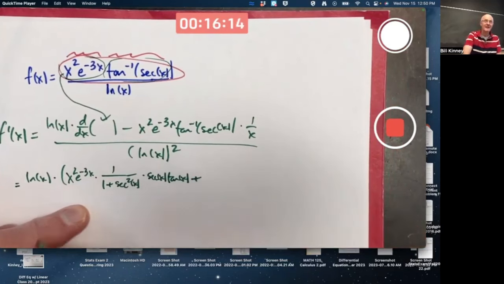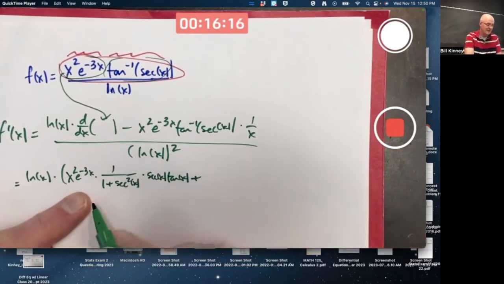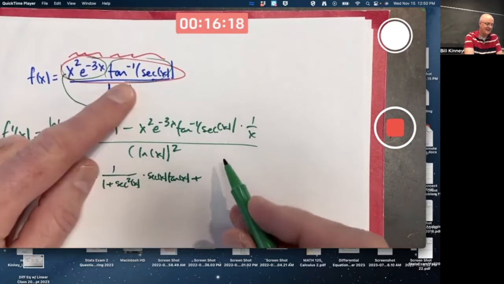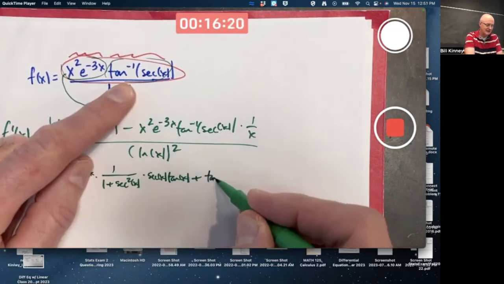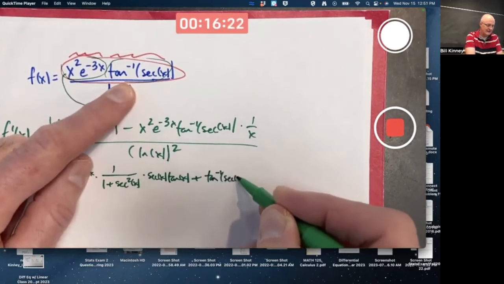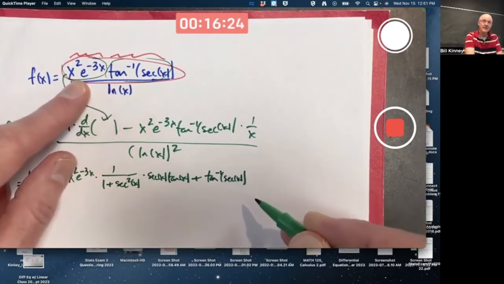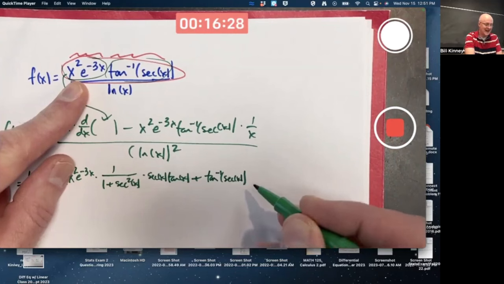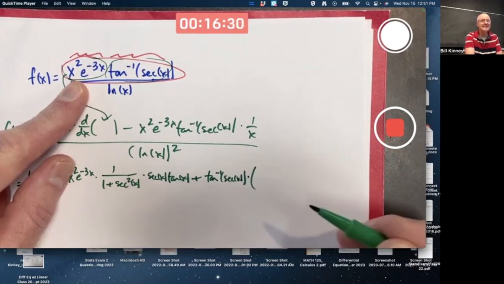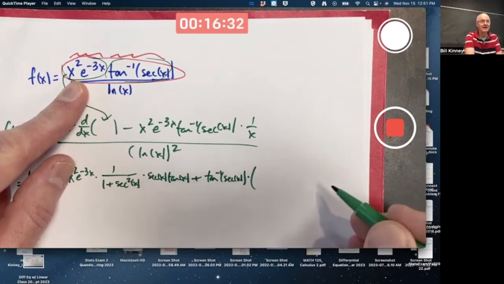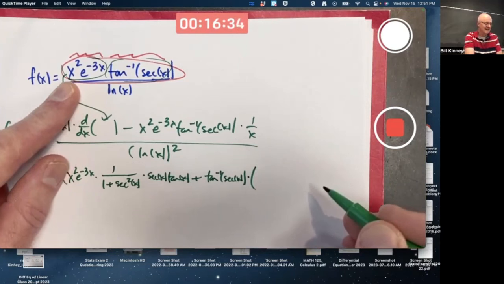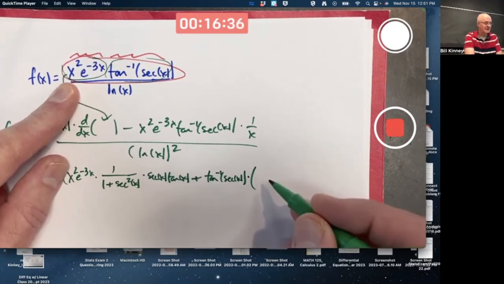That's left d right. Plus, I can tell I'm going to run out of room here. That's okay if you went into the next line here as well. That's left d right plus right, inverse tangent of secant of x, d left, derivative of that, which I need the product rule for. Again, use parentheses because I'm going to multiply by a sum.